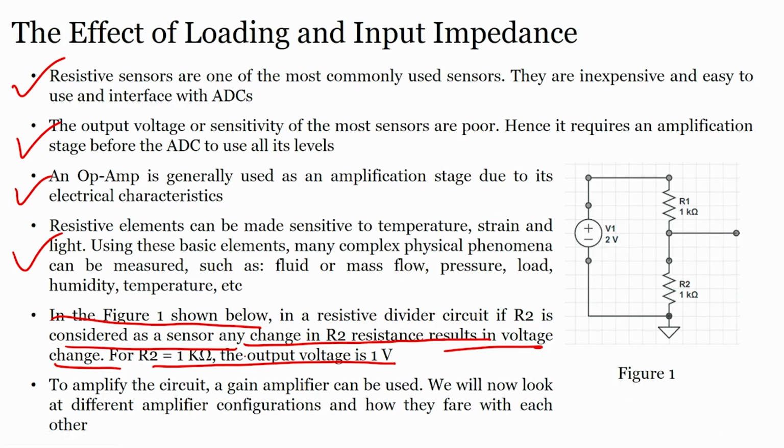To amplify the circuit, a gain amplifier can be used, right. We will now look at the differential amplifier configuration and how they can be used or interfaced with each other, alright. So, here your output is 1 volt. If I want to magnify or amplify this output, I have to use an amplifier, right. So, what is that amplifier? Let us see that amplifier.